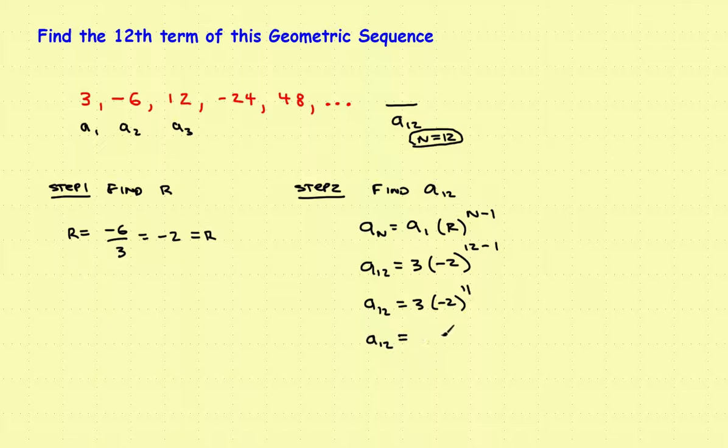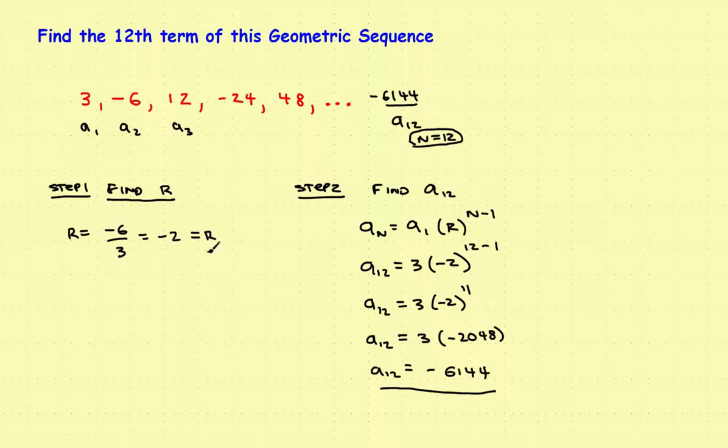So a sub 12 would be equal to 3, and -2 to the 11th power would be -2048. And then if you multiply that by 3, you get -6144, and this is going to be the 12th term. So this 12th term up here would be -6144.